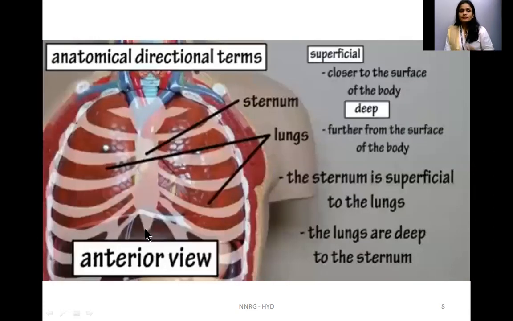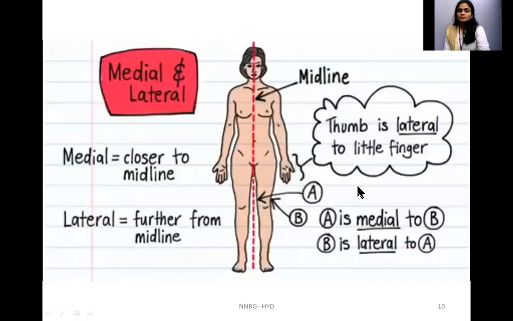Now, according to the anatomical directional terms, superficial and deep. Superficial is something that is very close to the surface. If it is very close to the surface, that is called superficial, and something that is away from the surface, or deep inside, is called deep. With an example, this is the sternum and these are the lungs. The sternum is superficial to the lungs, whereas the lungs are situated deep inside. That's why the lungs are deep to the sternum. That is superficial and deep.